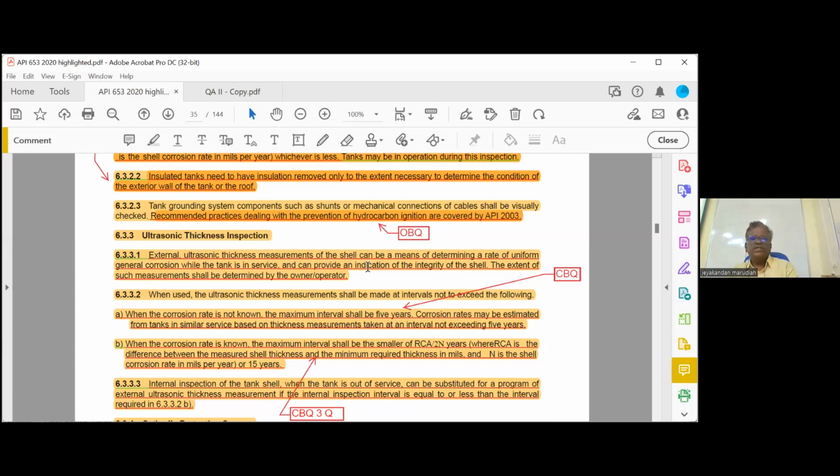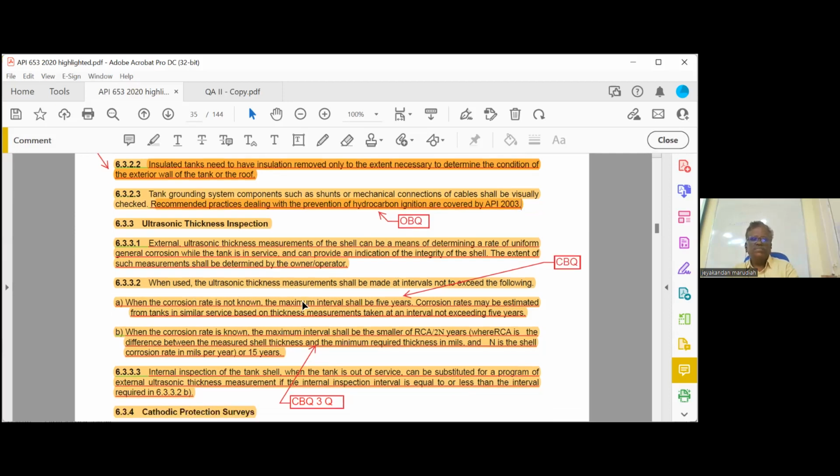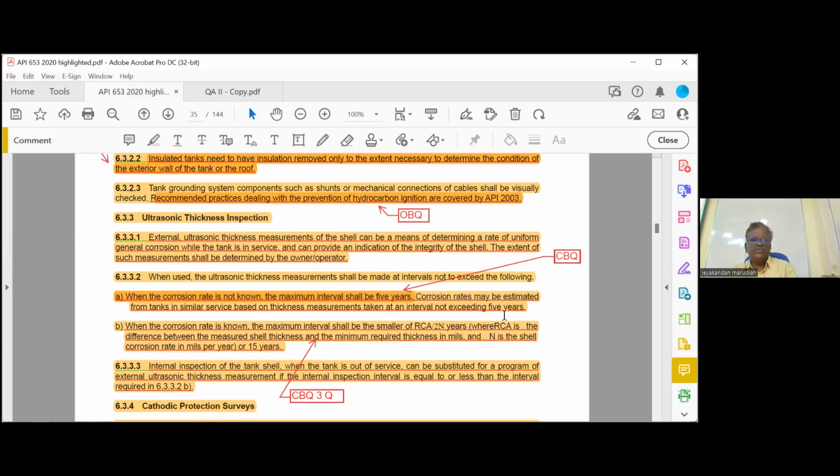External ultrasonic thickness of the shell can be a means of interpreting the rate of uniform general corrosion while the tank is in service, and can provide an indication of the integrity of the shell. When used ultrasonic, this is important: when the corrosion rate is unknown, the maximum interval is 5 years. Suppose you don't know the corrosion rate, 5 years. Corrosion rate may be estimated from a tank in similar service, with a thickness measurement interval not exceeding 5 years.